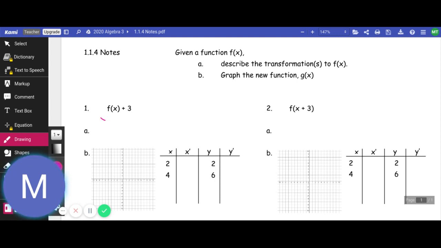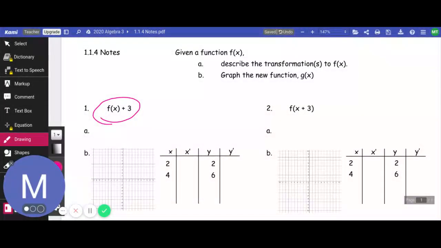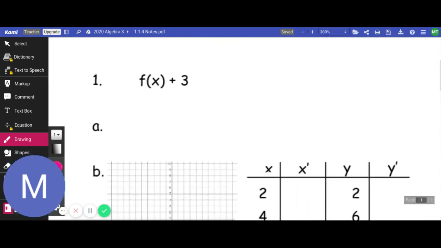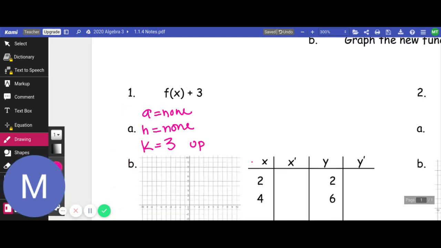I gave you this and did the transformations. Okay, so let's talk about the transformations. A, there's none. H, there's none. But K is 3, so it goes up. You already know how to do all of that, I hope. If not, come to our office hours.